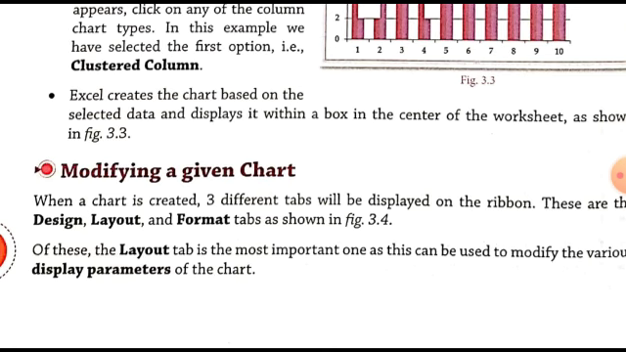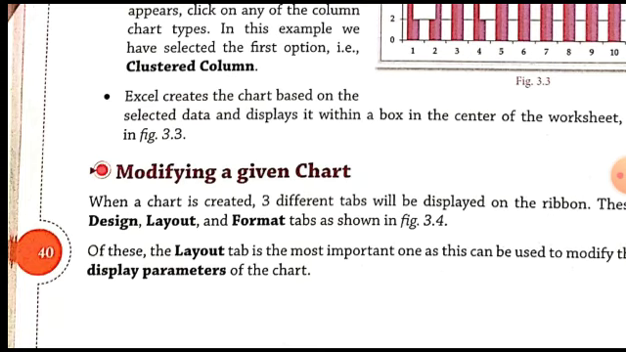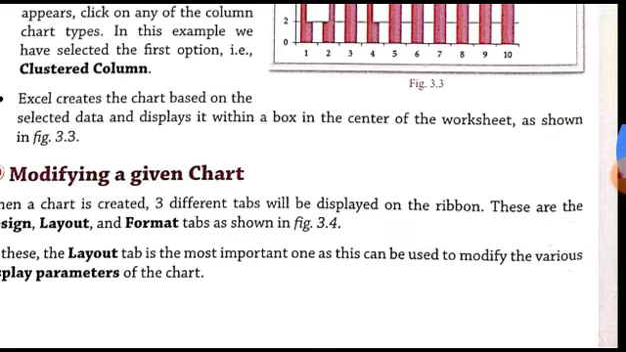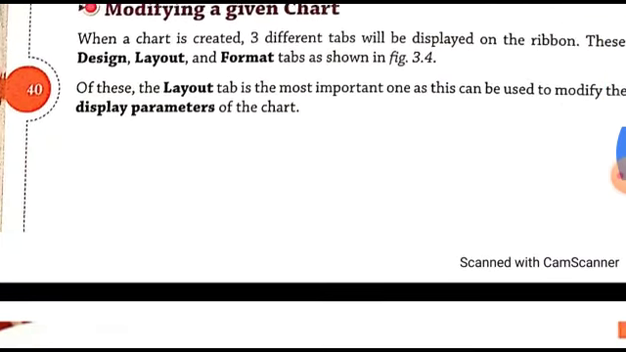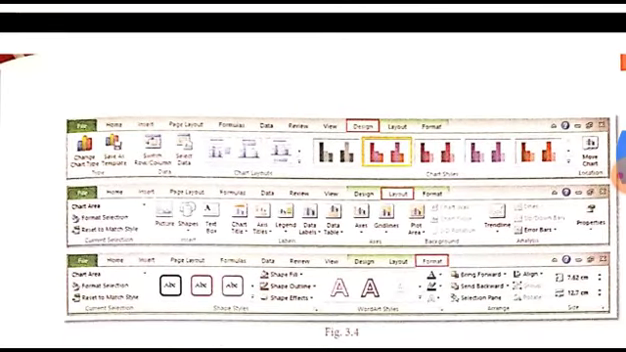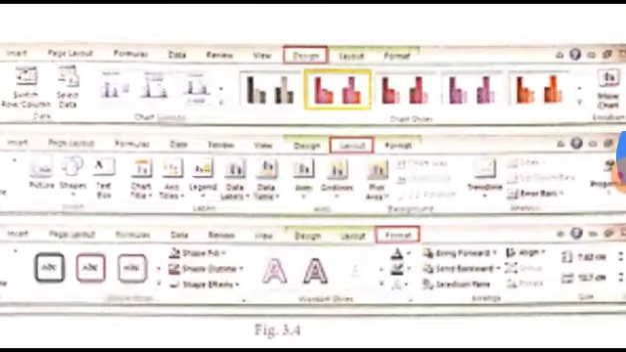Of these, the layout tab is the most important one, as it can be used to modify the various display parameters of the chart. Which tab is used for modifying the display parameters? You can answer that this is the layout tab. How we can modify the various display parameters, we will see in the coming videos and topics, because that will be discussed clearly and in detail there.